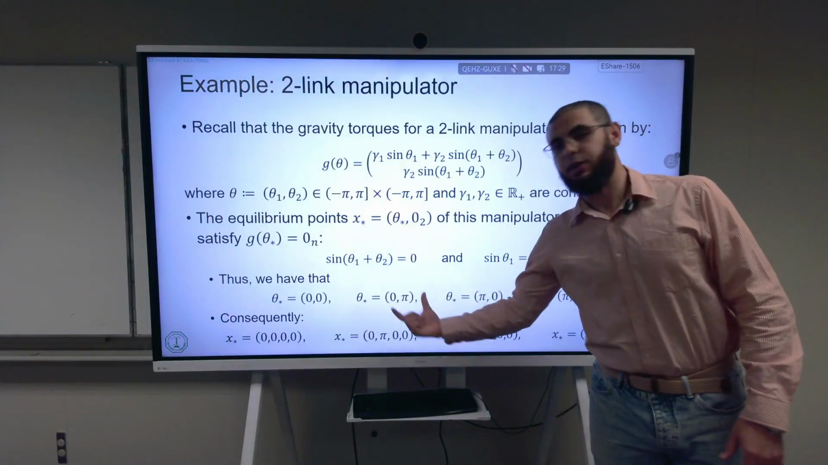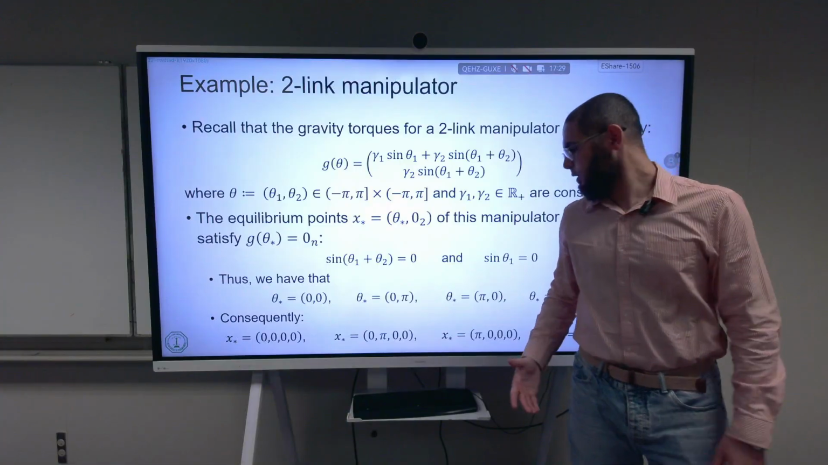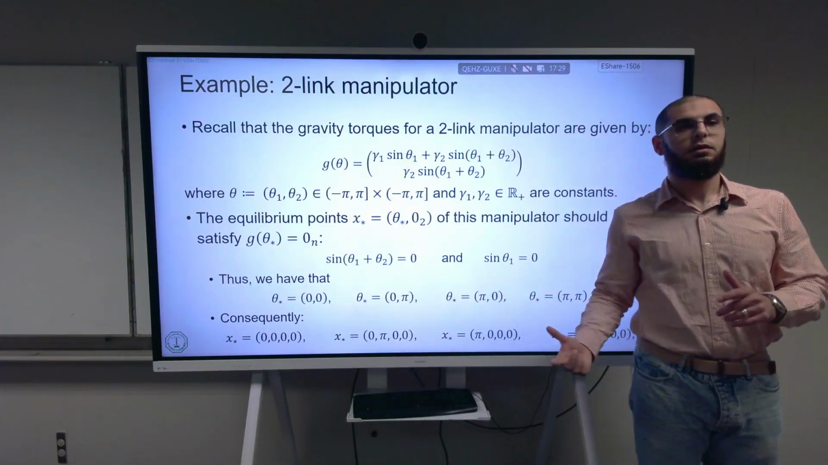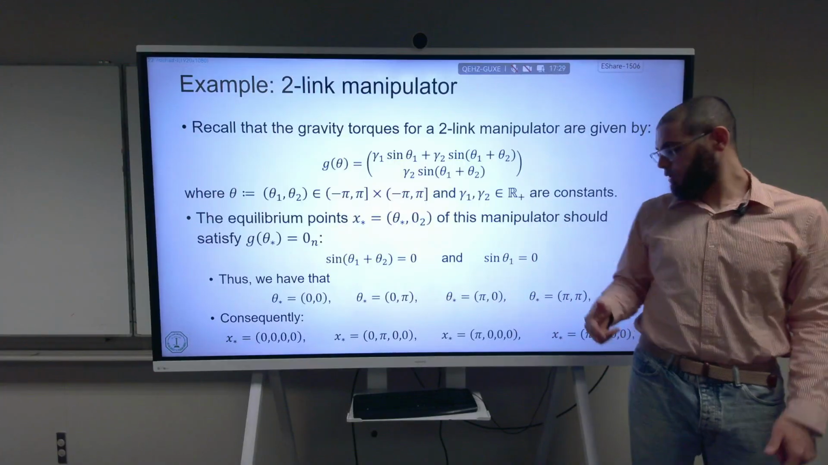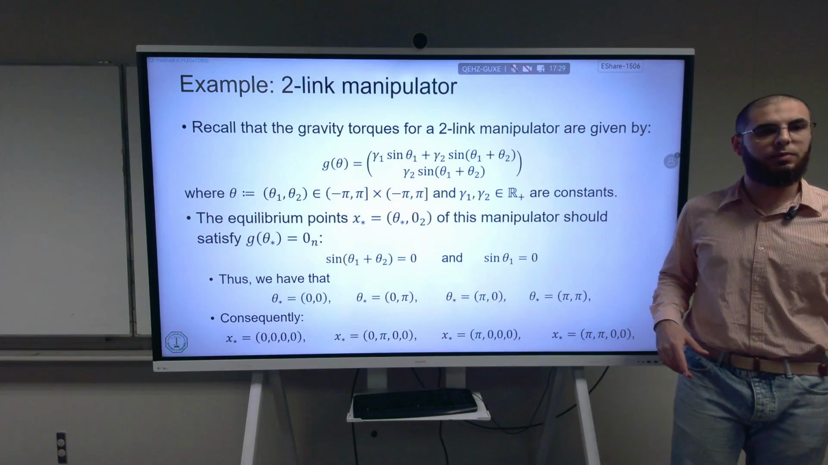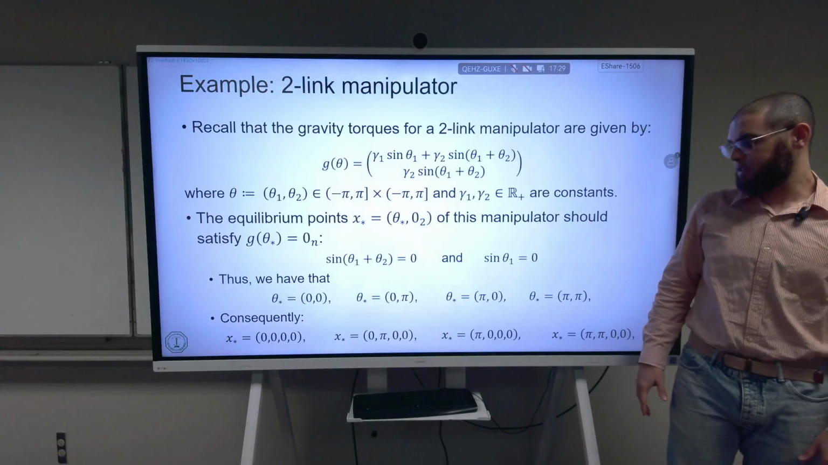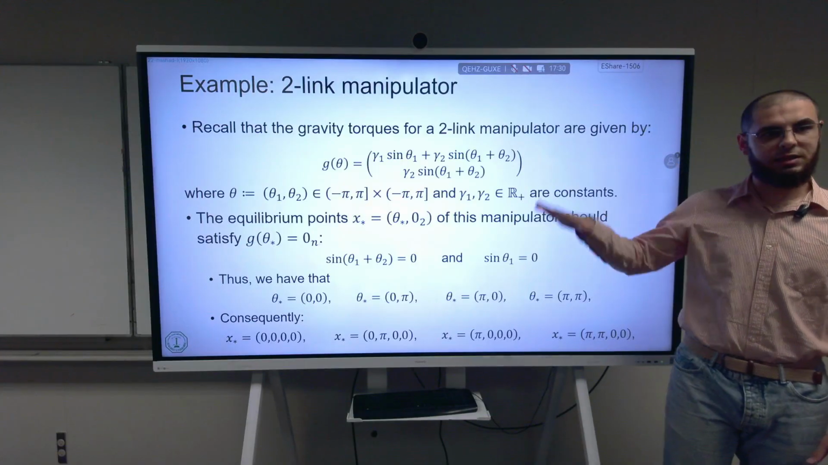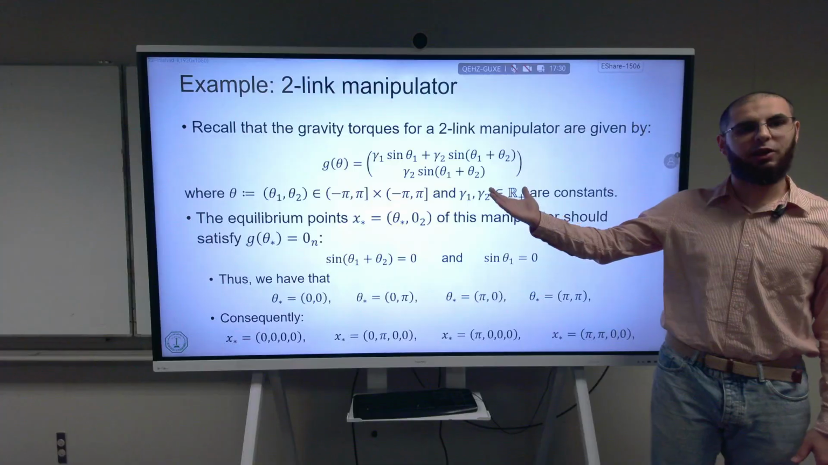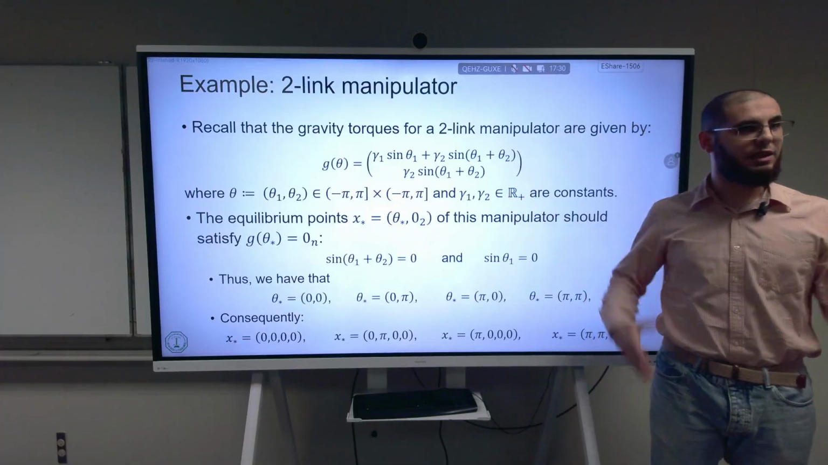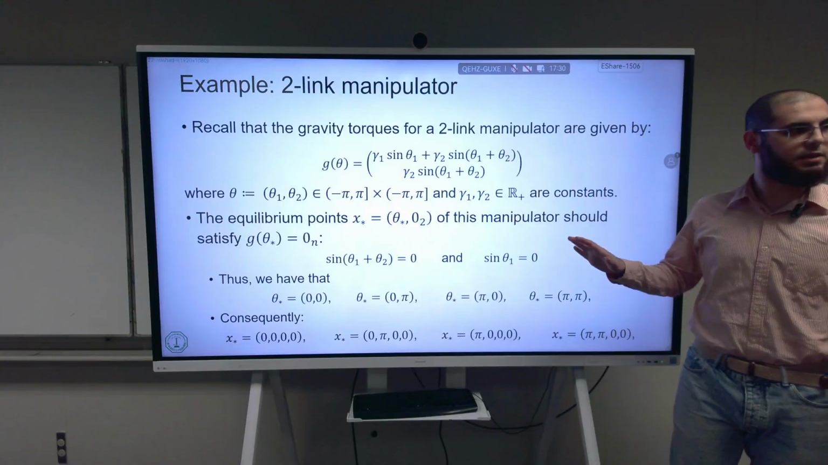The second configuration is that the first link is 0 and the second one is upside down. The third one is that the first one is upside down, but the second link is 0, and the fourth equilibrium point is both of them upside down. You had something like this to play around with in the assignment. In general, this holds not just for two-link manipulators. It's easy to play around with it, but in general this holds, and it depends on how your robot is actually configured. Make sense so far?